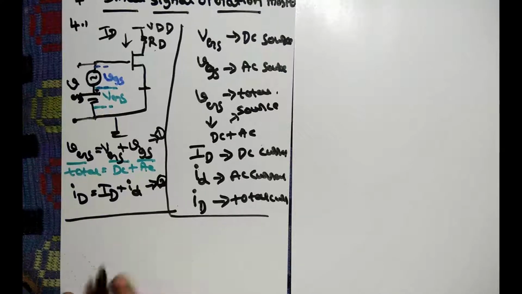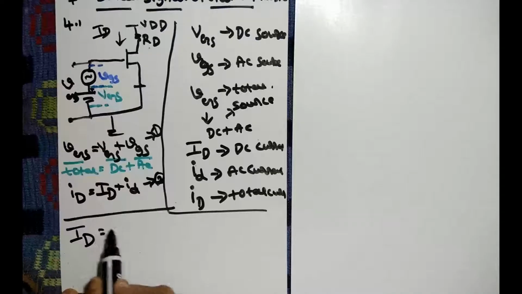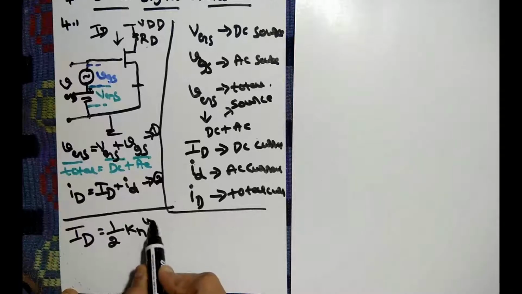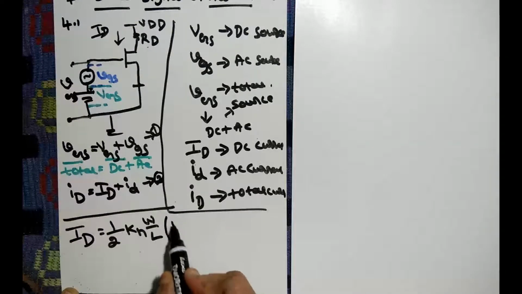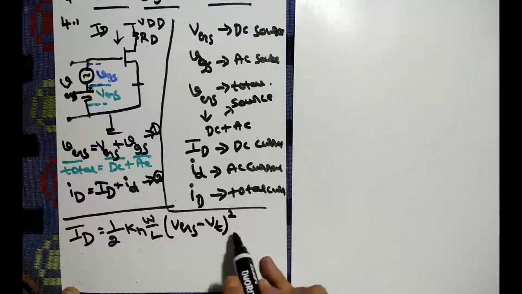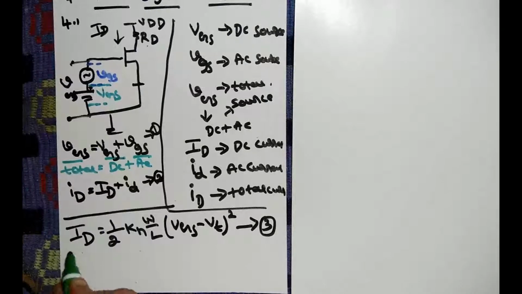Now, as usual, we consider the current equation. Everyone knows the equation for ID. I will represent it in DC. ID is equal to one by two Kn W by L, or we can directly write K also, times VGS minus VT whole square. This equation we already know; it is a very important equation for ID. We consider this as the third equation. The representation is very important here: I am representing this as DC, so whatever voltage source there is should be DC.